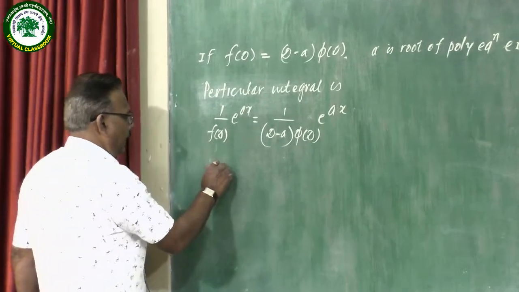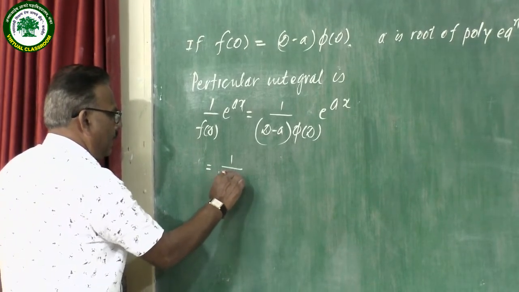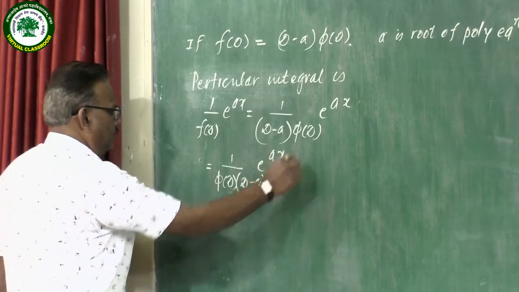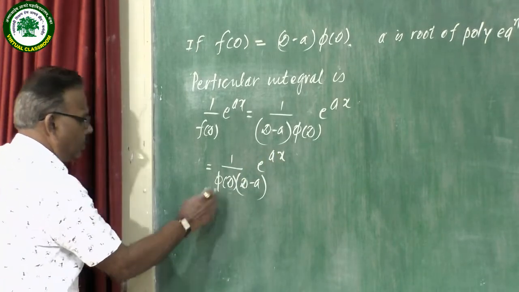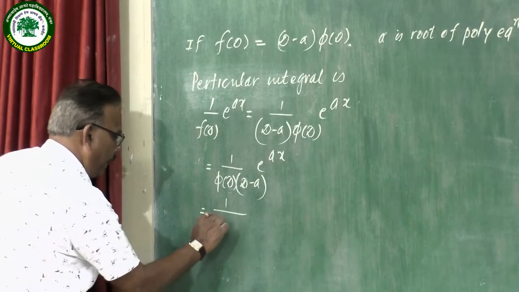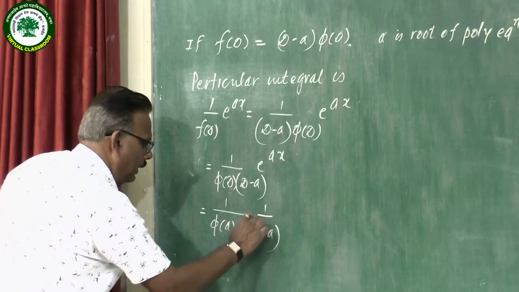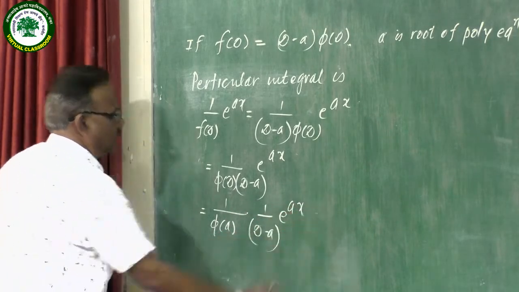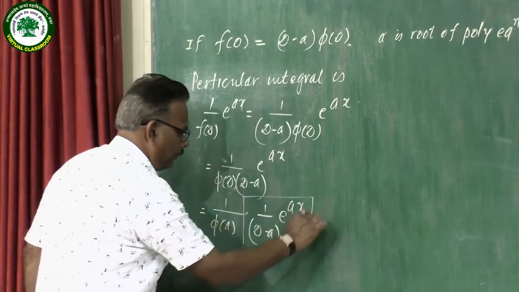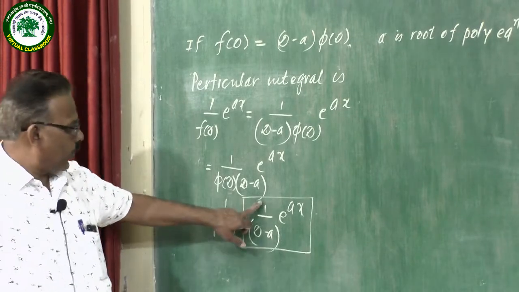Therefore, you can take this as 1 over phi of D into 1 over D minus a into e raised to x, which is equal to, putting D is equal to a according to that theorem, 1 over phi of a into 1 over D minus a into e raised to x. Out of that, this part we have to solve. Try to understand, this part we have to solve.